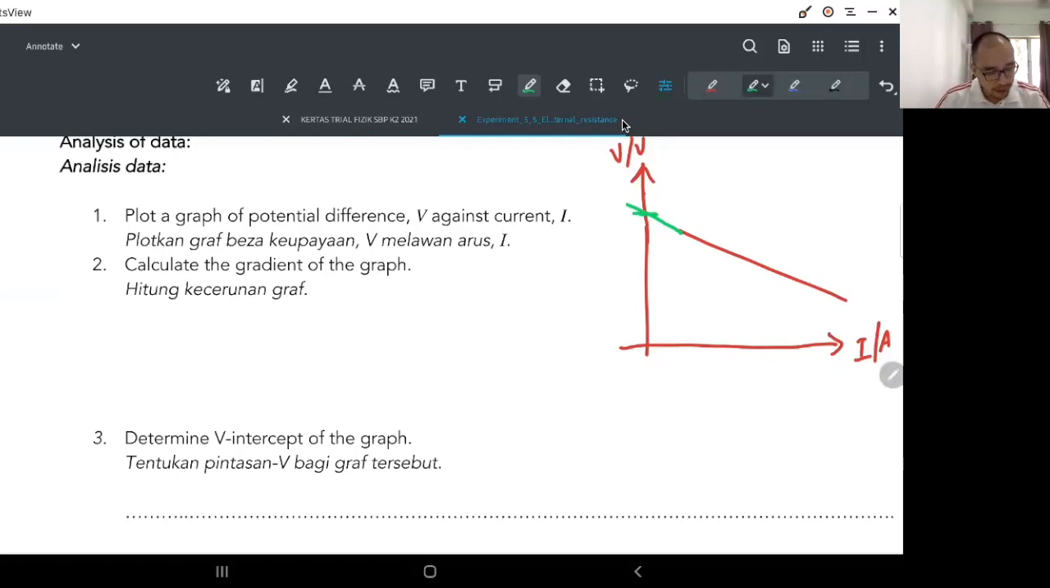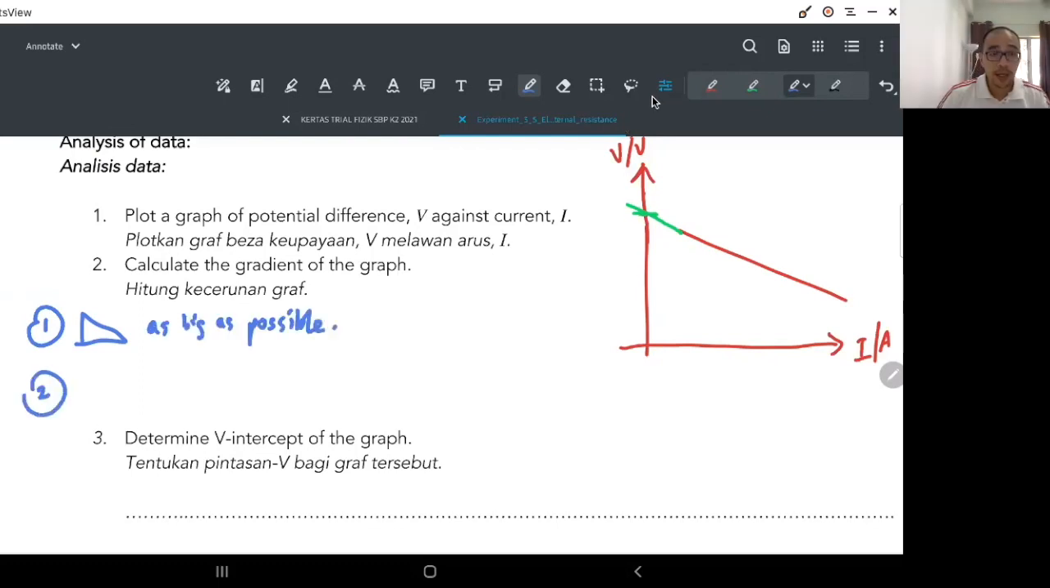Okay, gradient of the graph, 3 rules. Number 1, you need to have a triangle. Okay, and the triangle must be as big as possible. Choose 2 points and then draw your triangle over there. Secondly, of course, you calculate by normal y2 minus y1 over x2 minus x1, which is the standard formula for calculating the gradient.